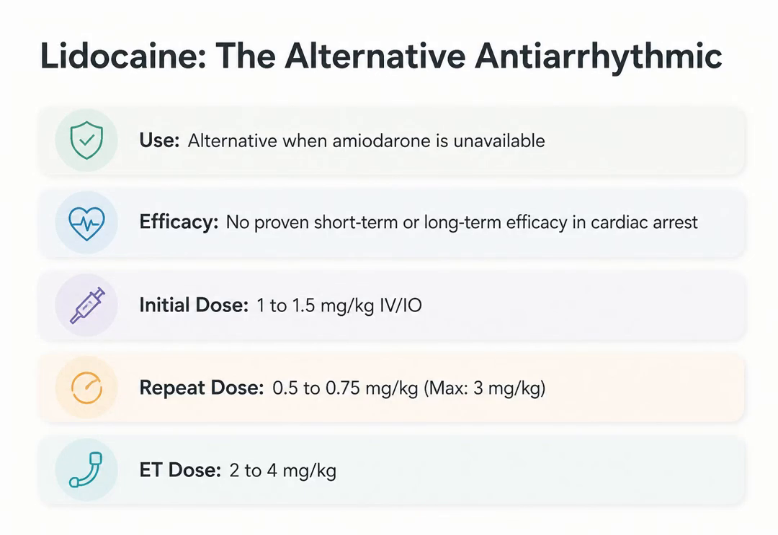What if amiodarone isn't available? Lidocaine is a long-standing alternative, though it has no proven short or long-term efficacy in cardiac arrest. The initial dose is 1 to 1.5 milligrams per kilogram, IV or IO. You can repeat this at half the dose every 5 to 10 minutes, up to a maximum of 3 milligrams per kilogram. If you only have an ET tube, the dose is 2 to 4 milligrams per kilogram.